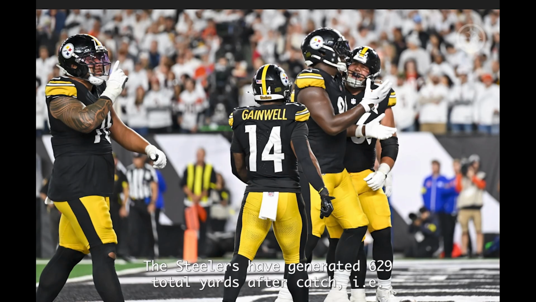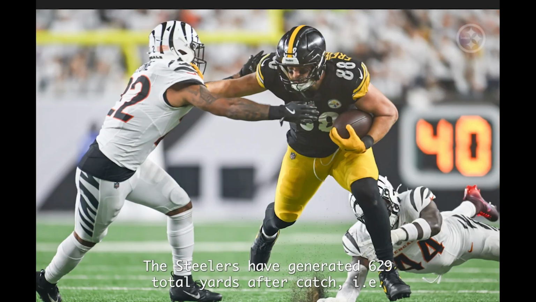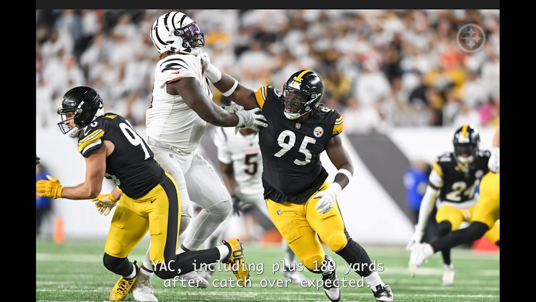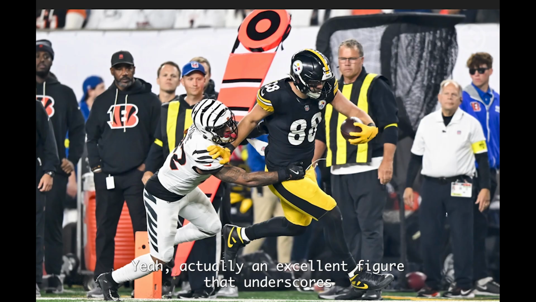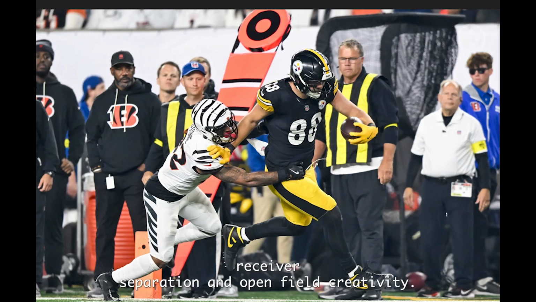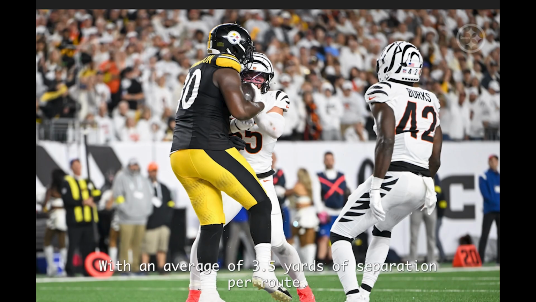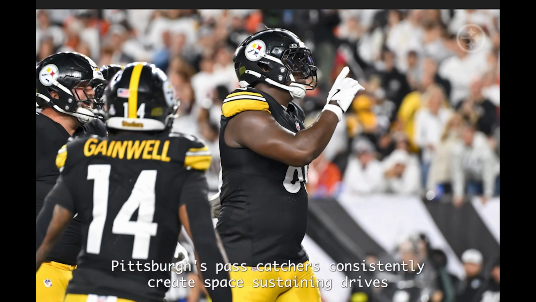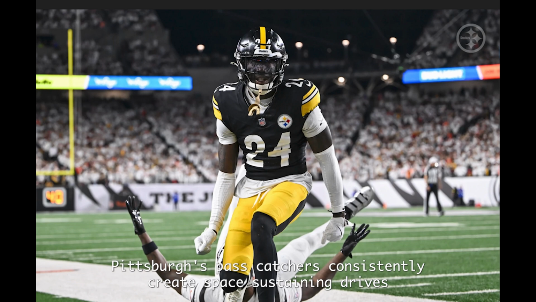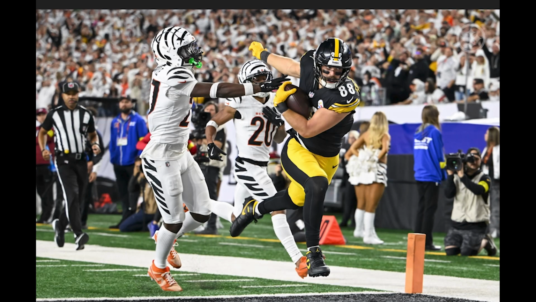The Steelers have generated 629 total yards after catch, including plus 189 yards after catch over expected, an excellent figure that underscores receiver separation and open field creativity. With an average of 3.5 yards of separation per route, Pittsburgh's pass catchers consistently create space, sustaining drives through quick-hitting, schemed routes rather than deep isolation shots.